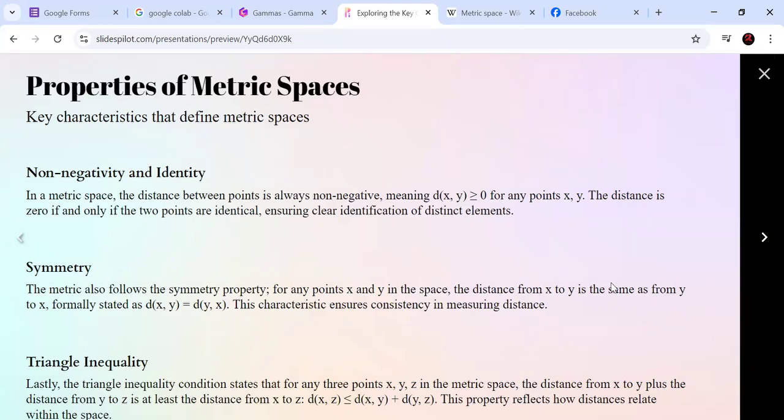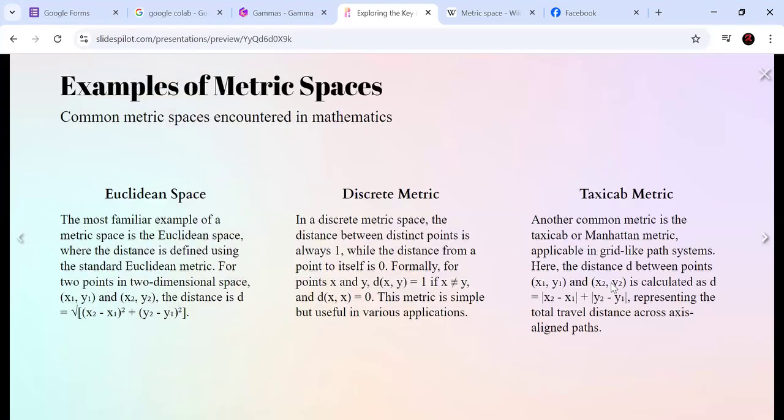So, examples of metric space. Commonly, the most familiar example of metric space is Euclidean space, where the distance is defined by the standard Euclidean metric for two points in a two-dimensional space.